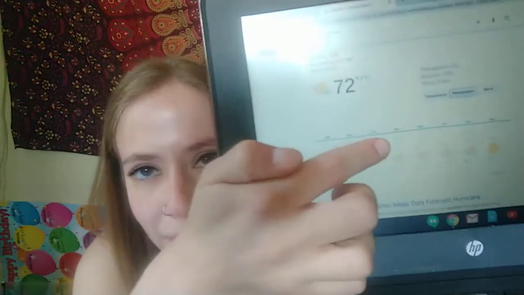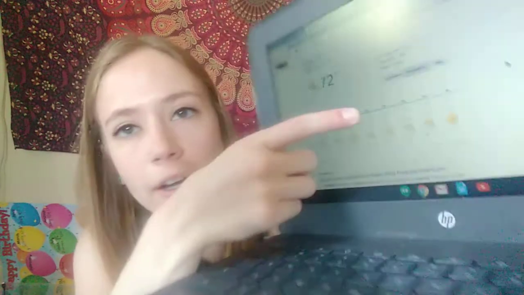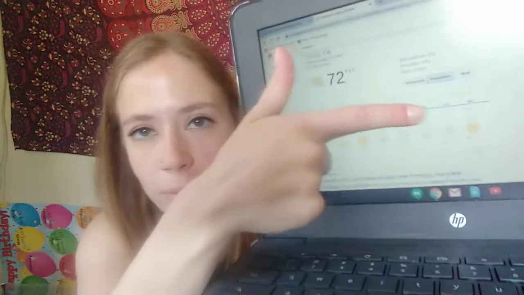However, if you look really, really closely, I don't think you can quite see it, but right here, that says 3% and 3% and 3%. So it's not 0, so that means that rain could happen. It's just a very low chance of rain happening.